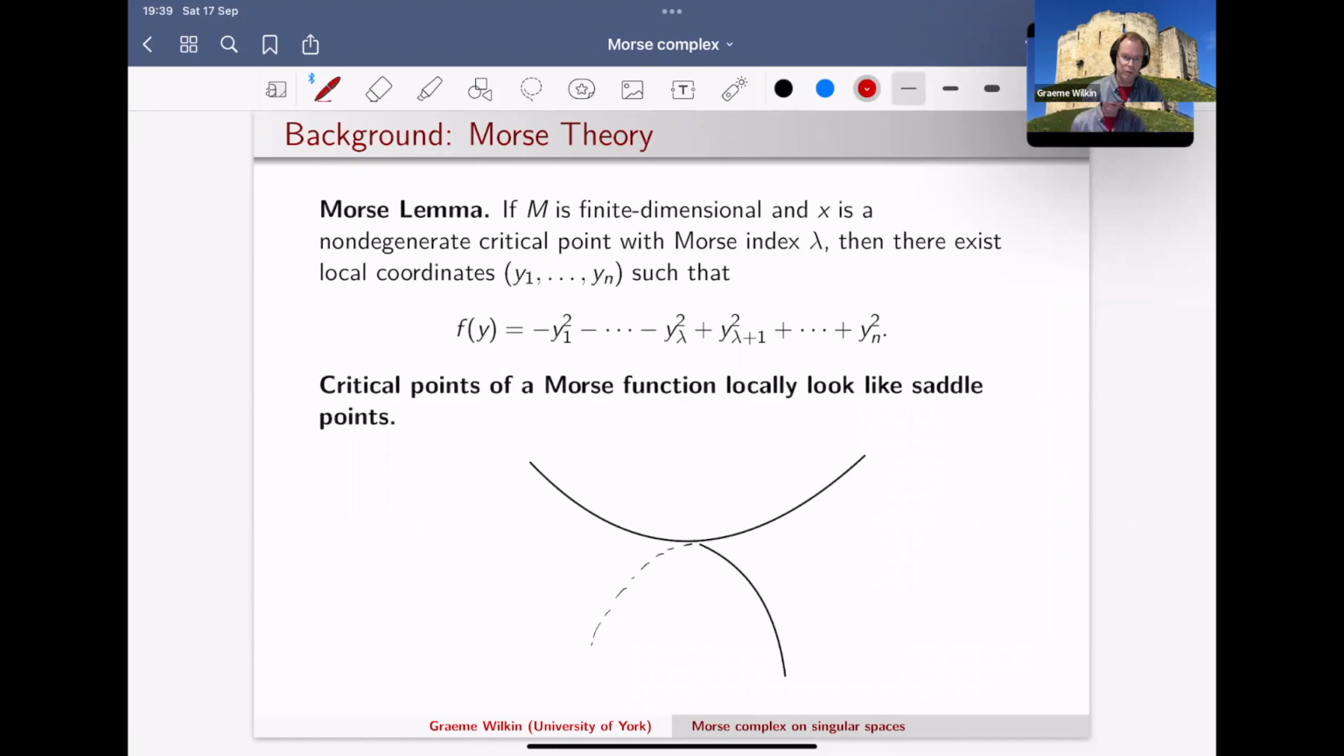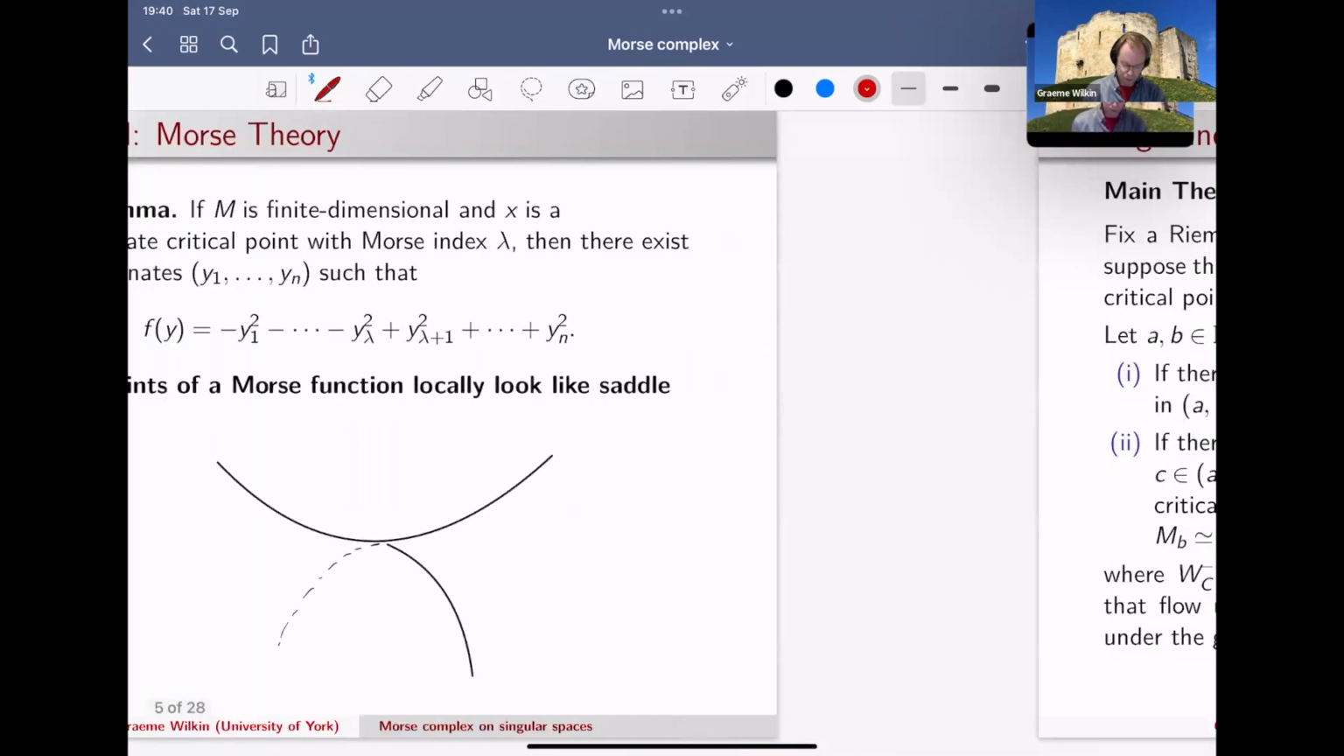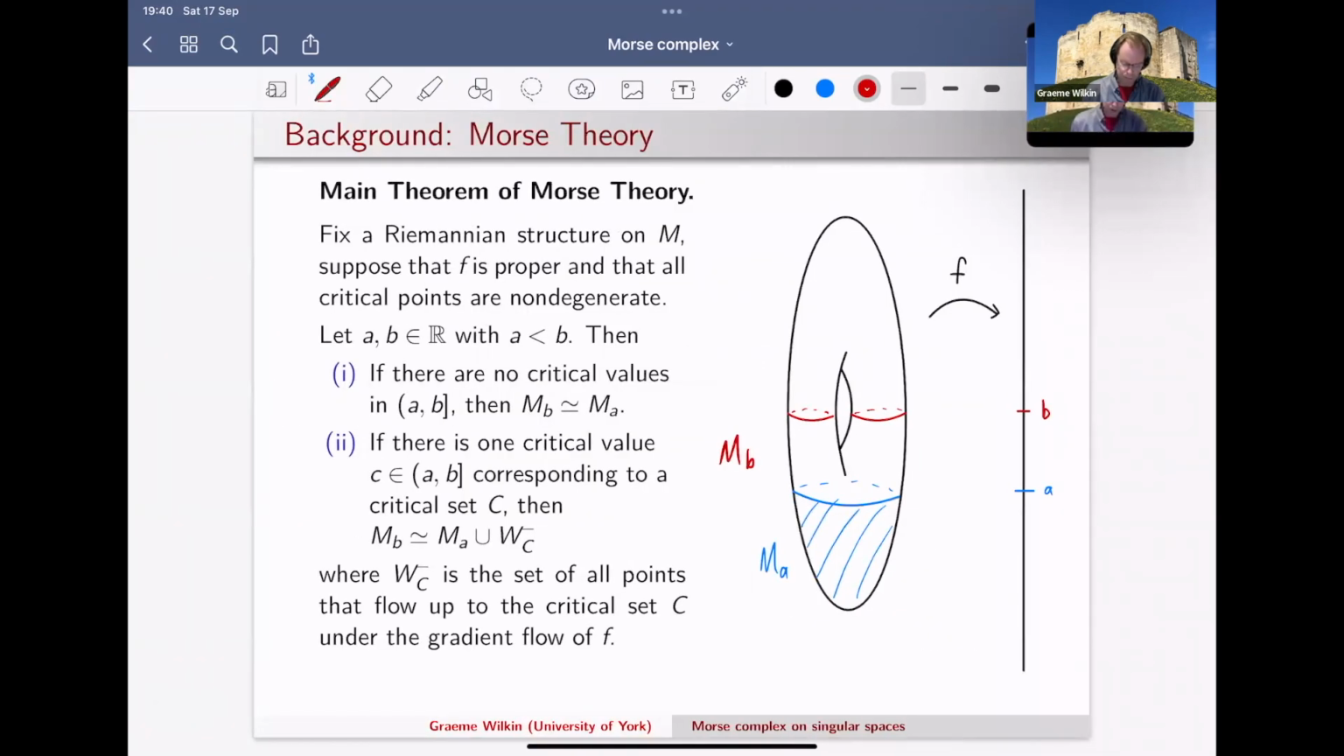So the key thing that makes this work is the Morse lemma. If you have a non-degenerate critical point, so the Hessian is non-degenerate, and the index, the dimension of the negative eigenspace, is lambda, then we can find nice local coordinates so that it looks like a standard saddle point around that critical point. So with that in hand, the main theorem of Morse theory tells us that we can use the gradient flow of f to make the statement on the first slide more precise.